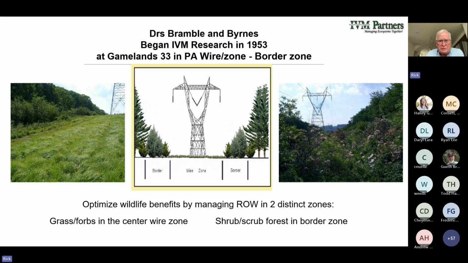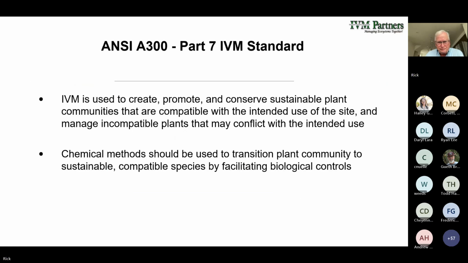And the best method coming from the research that Dr. Bramble and Burns did was to optimize the habitat by managing to low-growing species such as grasses and forbs under the wire zone where the conductors actually are, and then the border from the wire zone to the forest, allow shrubs to come in. So you can have a two-tiered effect.